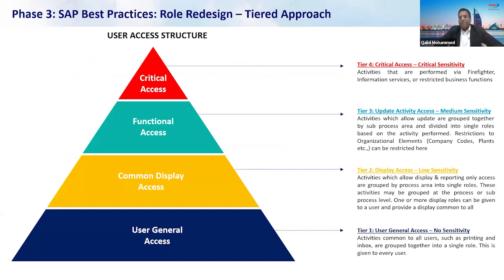You've got tier 1 with non-sensitive access, like all the access that every user, a generic user, needs, will be clubbed into it. And then you also need to have the display access roles, probably at the process level or sub-process level. There could be certain processes that are very sensitive, so we can come up with a design in such a way that there is a common display role in that sub-process, and there can be a restricted display access role as well. And then the functional access, that is the change or update access, and then you've got critical access.